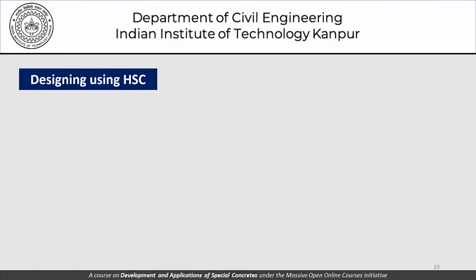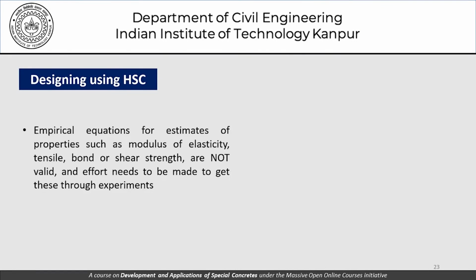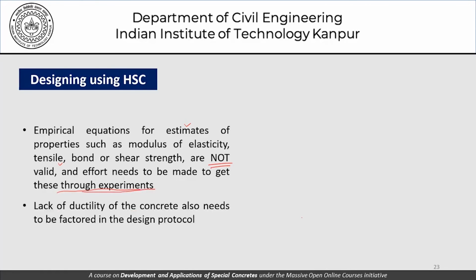When it comes to designing using high strength concretes, empirical equations for estimates of properties such as the modulus of elasticity, tensile or bond or shear strength, these empirical relationships are not valid, and effort needs to be made to get these values, whether it is E or the tensile strength or the bond strength or the shear strength, through direct experimentation. Lack of ductility of the concrete also needs to be factored into the design protocol that we follow when it comes to designing with high strength concretes.